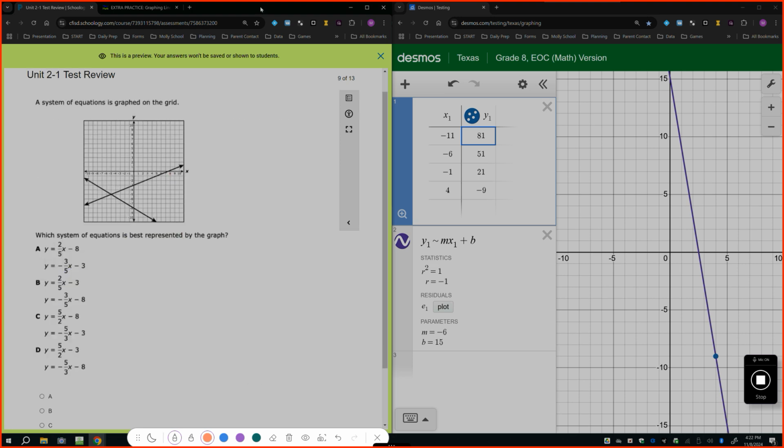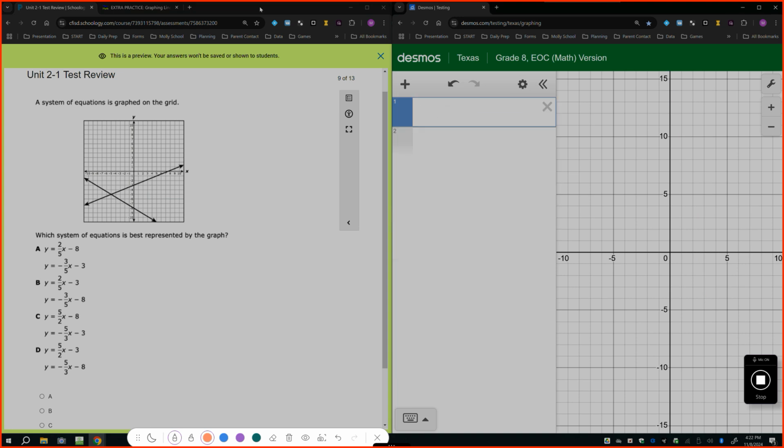Let's look at number 9. Okay, this one's actually really easy. All I have to do is put these equations in the calculator and see which one matches. Now, just for the heck of it, I'm going to see if there's any way I can eliminate. I see one of the lines goes through -8. I can't necessarily tell which one it is, but the one that goes through -8 has negative slope. It can't be that one, and it can't be that one. So I've eliminated 2 answer choices.